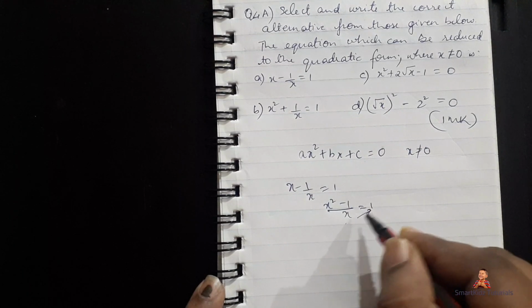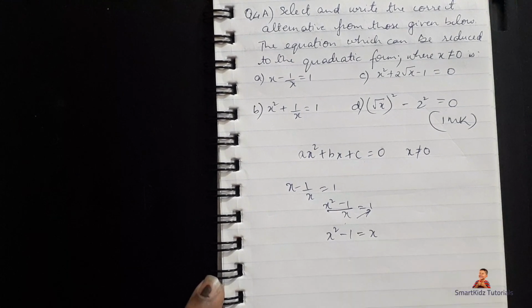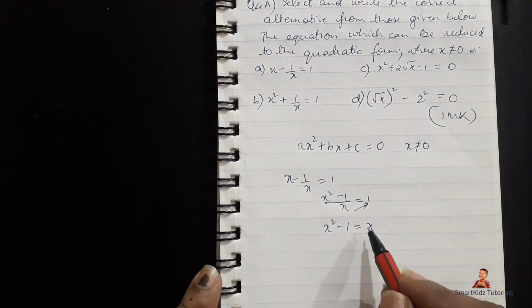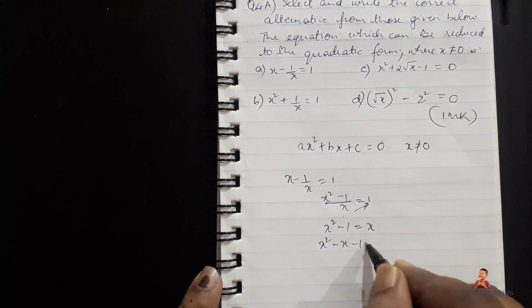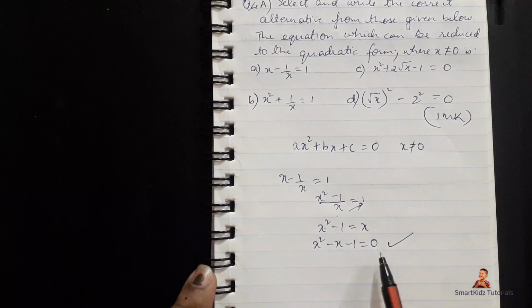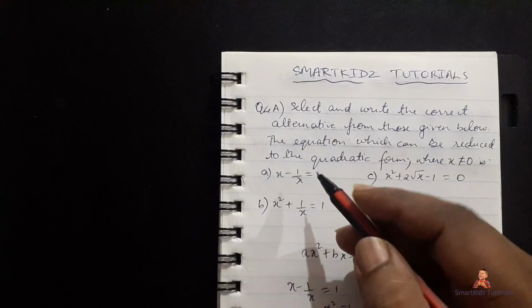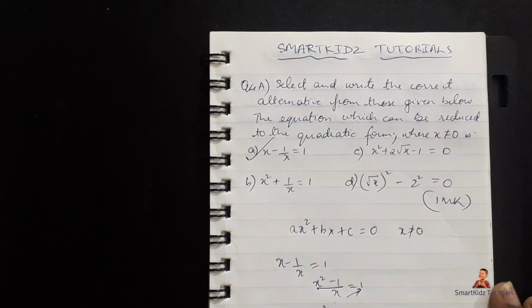Multiply x into 1 over here, you will get x square minus 1 equal to x. 1 into x is x. And then when I take the x on the left hand side, we will get x square minus x minus 1 equal to 0. So this is a quadratic, this equation is in quadratic form. So that's why our choice will be A, x minus 1 upon x equal to 1.